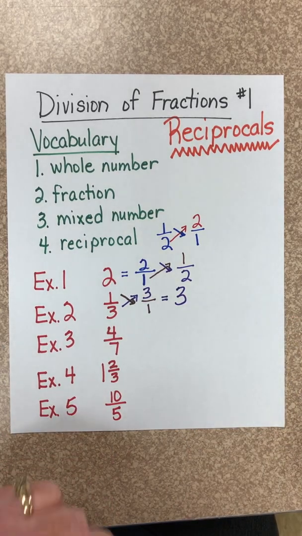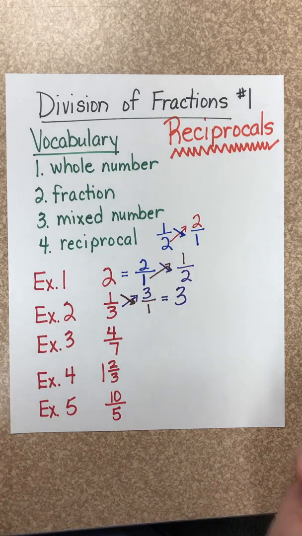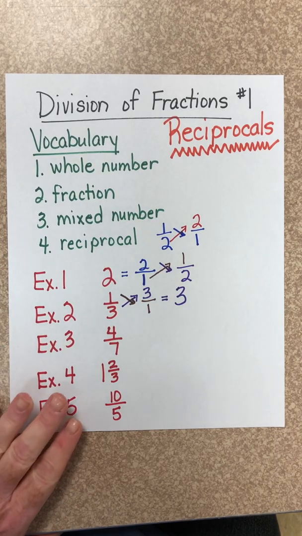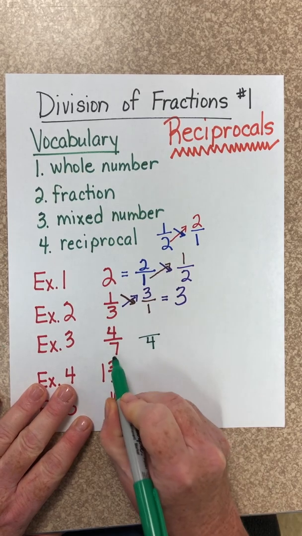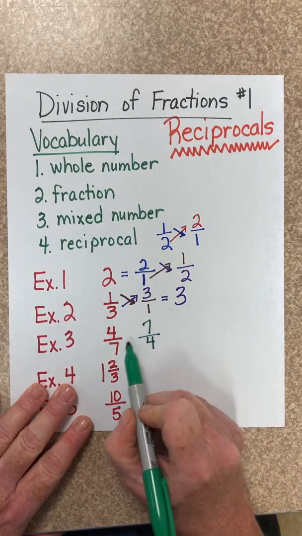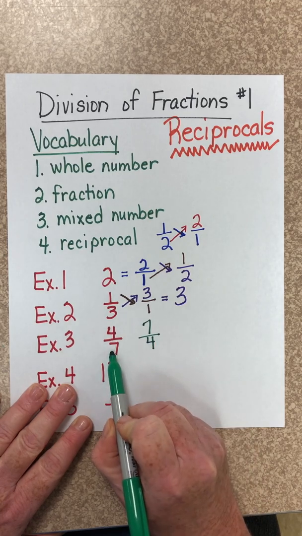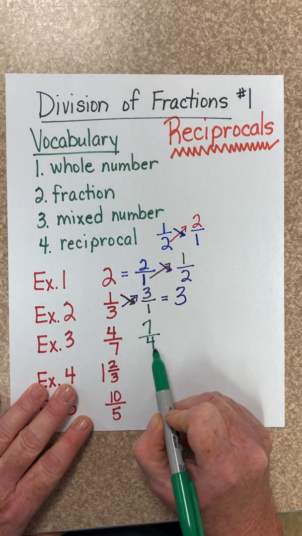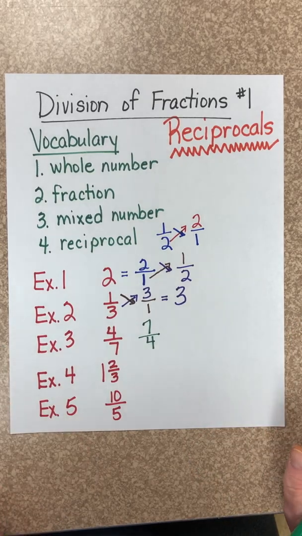Now let's look at the next example. 4/7. 4/7 is already a fraction, so all we need to do now is flip it. That means 4 will become the denominator and 7 will become the numerator. Please do not put an equal sign between these because these two fractions are not equal. 4/7 is a proper fraction, 7/4 is an improper fraction. They are not equivalent.